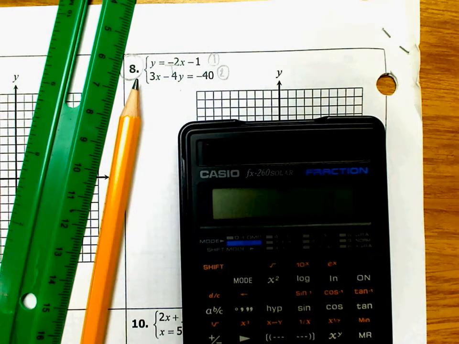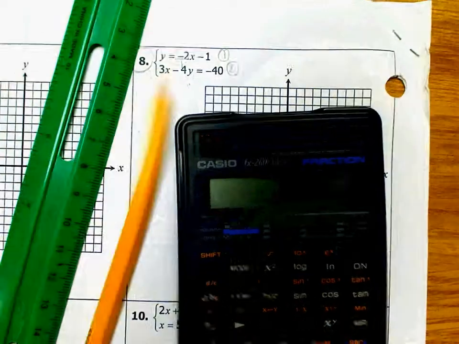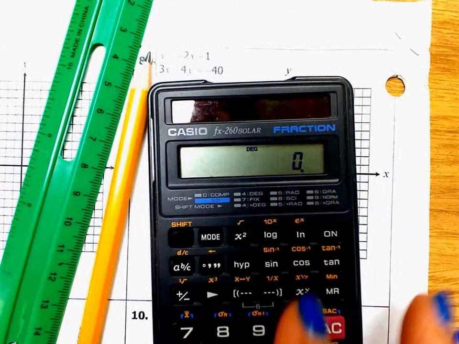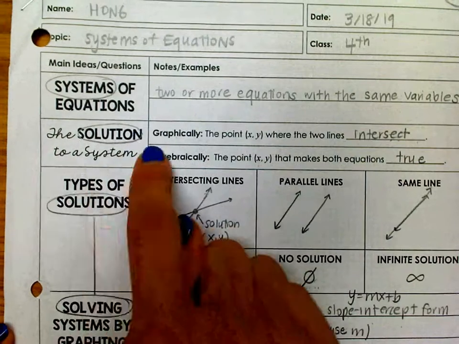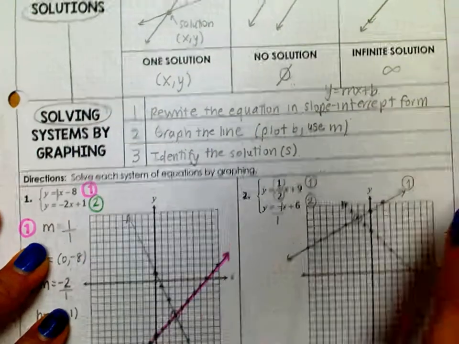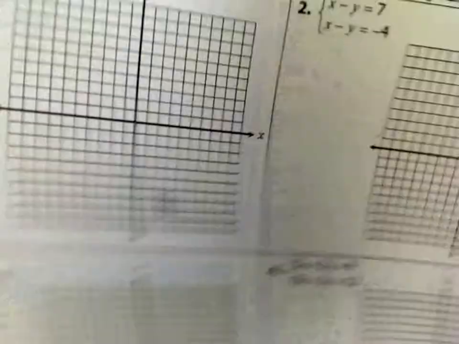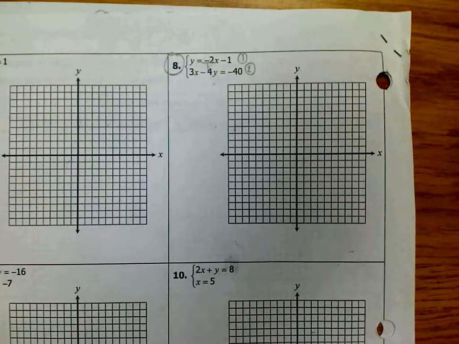Okay, hey guys, I'm going to go over number 8 from the packet. You'll need a calculator, a pencil, and a ruler. And it's the part of the packet that's page 44 in your binder. It says systems of equations, the solution, and then we solve systems by graphing them. Okay, so it's a 2-page packet, and we are going to do the very back and do number 8, okay?